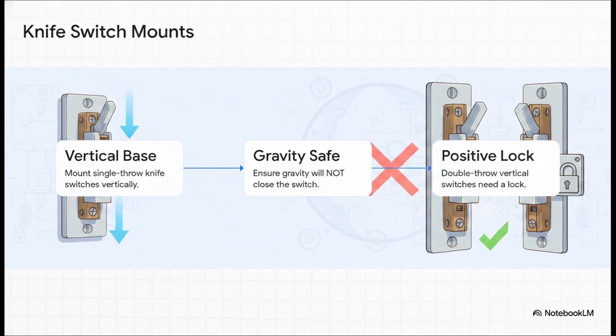Now, for double throw knife switches, the throw can be vertical or horizontal. But if you do mount a double throw switch vertically, you have to provide what the code calls a positive locking device or stop. That ensures the blades actually stay locked in that open, center position. Keep an eye out for those exact words on your exam.